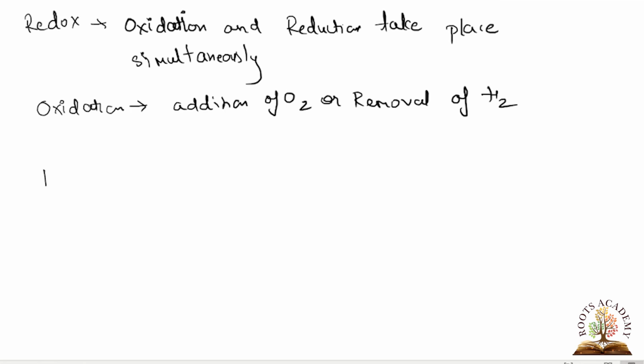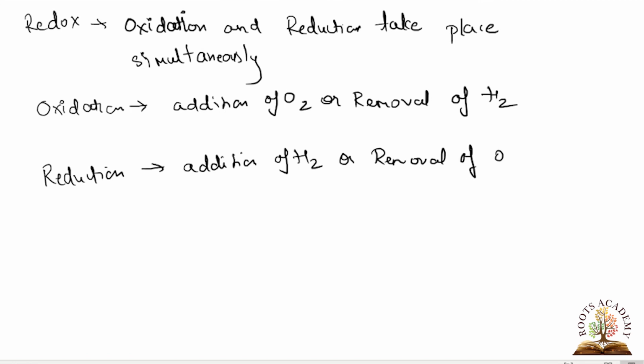So what is और reduction क्या होगा? Reduction ठीक इसका उल्टा होता है, यानी addition of hydrogen, या तो हाइड्रोजन ऐड हो जाए या तो ऑक्सीजन रिमूव हो जाए, removal of oxygen. So oxidation का मतलब addition of oxygen और removal of hydrogen, और reduction का मतलब addition of hydrogen और removal of oxygen. चलो इसके एग्जांपल्स कुछ देख लेते तो समझ में आए.